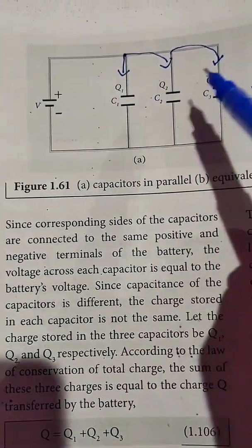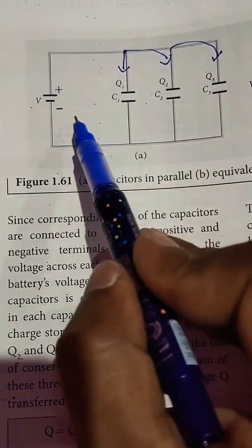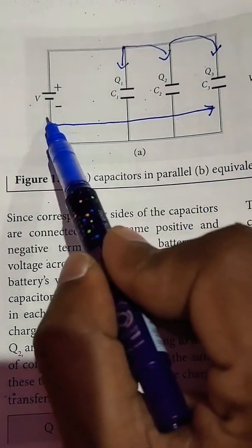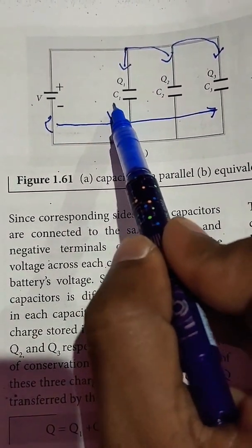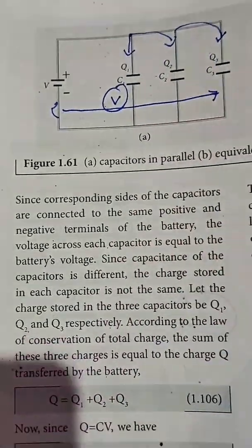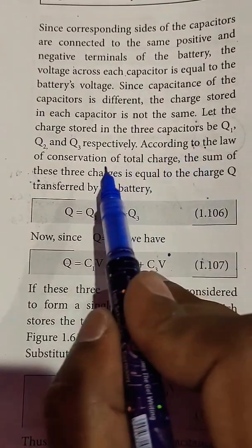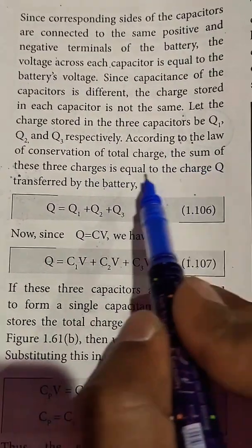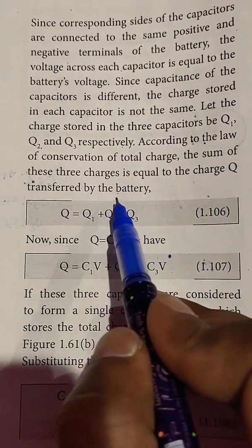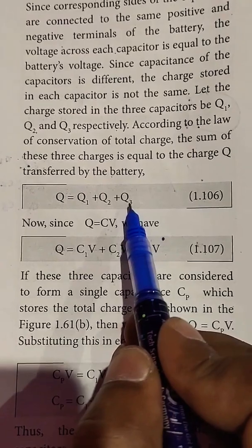The charges are not the same. Only the potential difference of each capacitor is the same. In this diagram, the potential difference does not change, only the charges do. According to the law of conservation of charge, the sum of these three charges is equal to the charge Q transferred by the battery. So we can write Q equal to Q1 plus Q2 plus Q3.